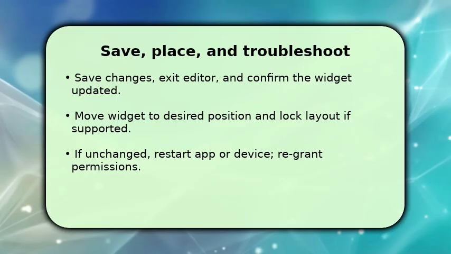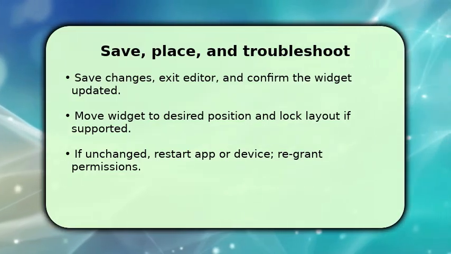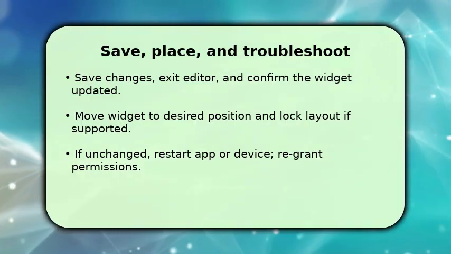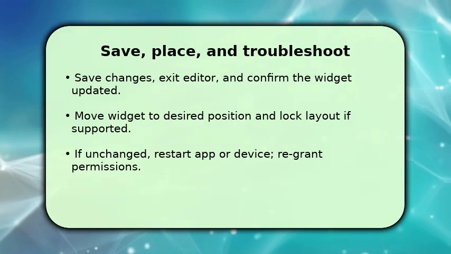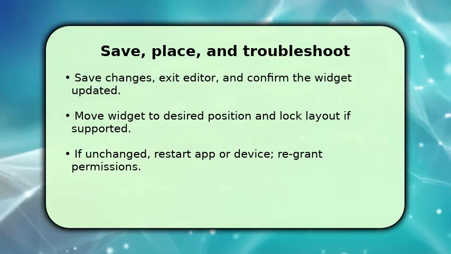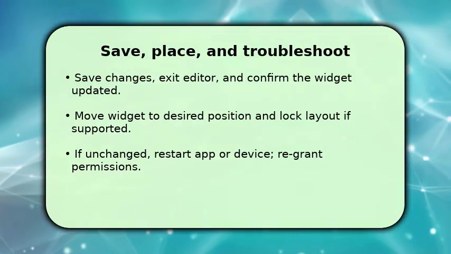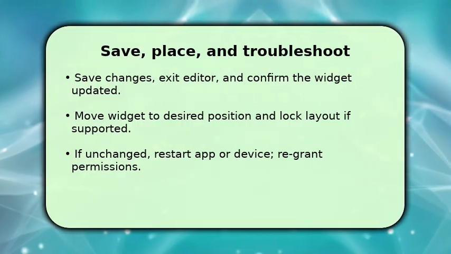Finish by tapping Save or Done and then exit the editor so the widget refreshes on your home screen. You should see the new photo immediately. Place and align the widget where you want it, and lock the layout if your launcher supports locking to prevent accidental moves. If the image doesn't update, force close the app, restart the device, and double-check photo permissions. These quick fixes resolve most update failures.